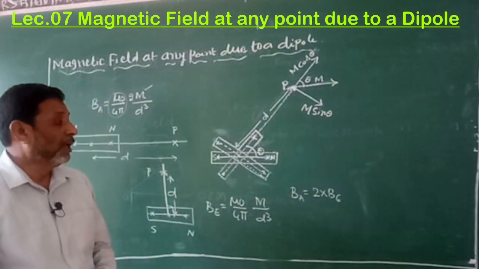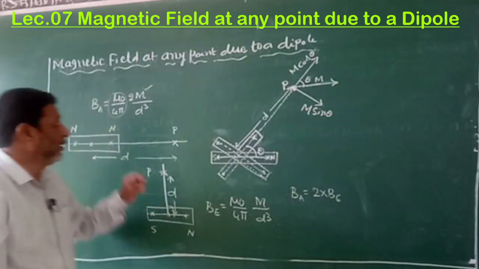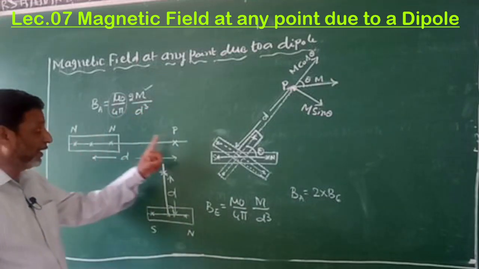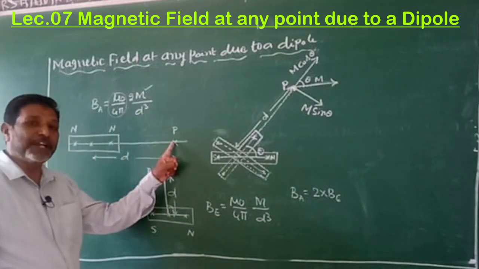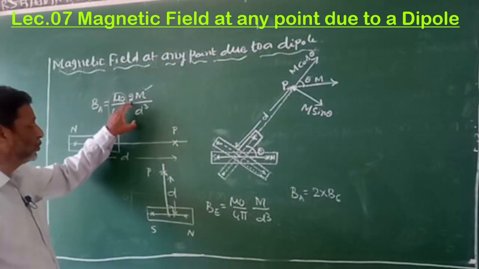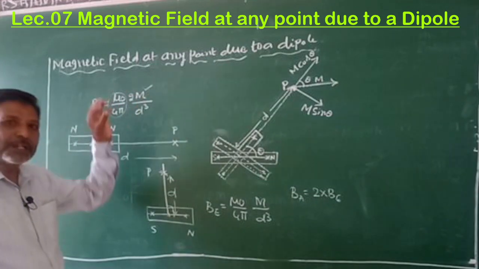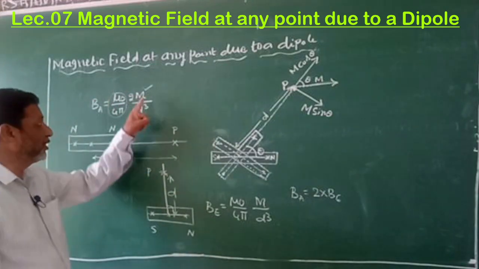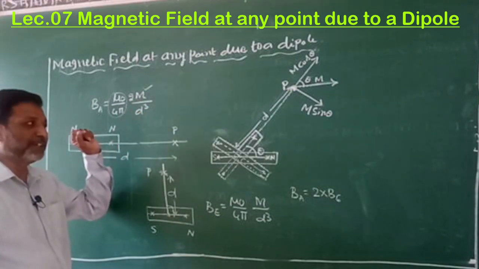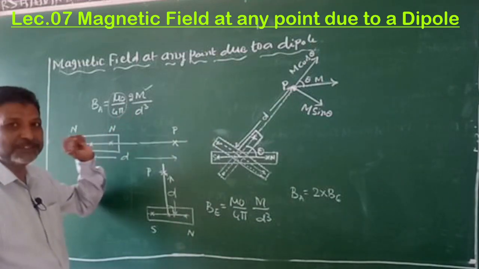Now the point I want to make clear for all of you is that the field along the axial line, at any point on the axial line of a dipole, is given by this formula, and this is a constant. This is 2. M is the magnetic moment of the magnet; whatever the value of the magnetic moment is, you have to put it. And d is the distance of the point from the center of the magnet.